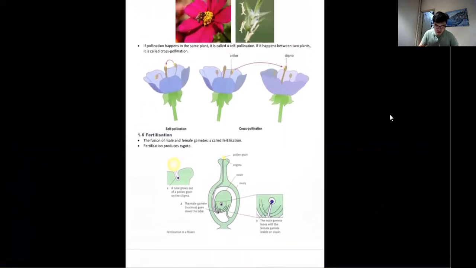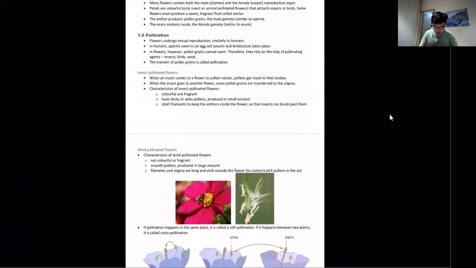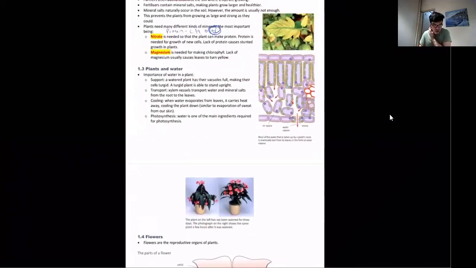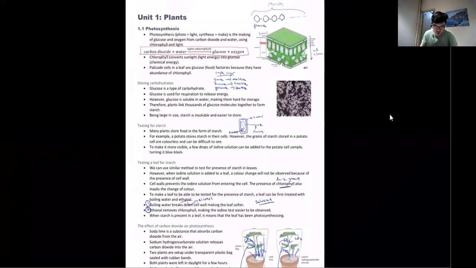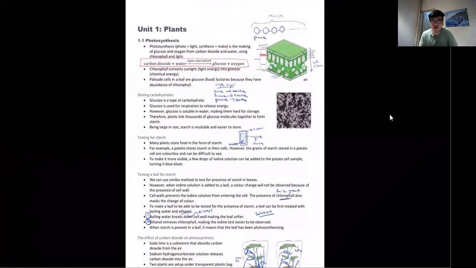Okay, so where were we? I think we finished here already. Just a quick revision. How do we test for photosynthesis again? We do the iodine test. Remember, we put iodine. If there's starch, iodine will change from brown-yellow to blue-black or dark blue. That means starch is present. So if starch is present, that means glucose is present, which means the plant has been doing photosynthesis.